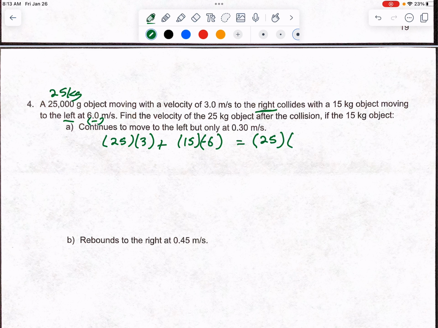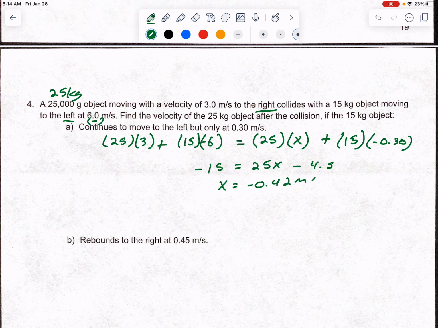Velocity 1: find the velocity 1 of the 25 kilogram object. We don't know it, so that's your x. Plus, my 15 kilogram object is moving to the left at 0.30, so it's negative 0.30. Simplify that out and you get negative 15 on the left side equals 25x minus 4.5. Get x by itself and you get a value of negative 0.42 meters per second.